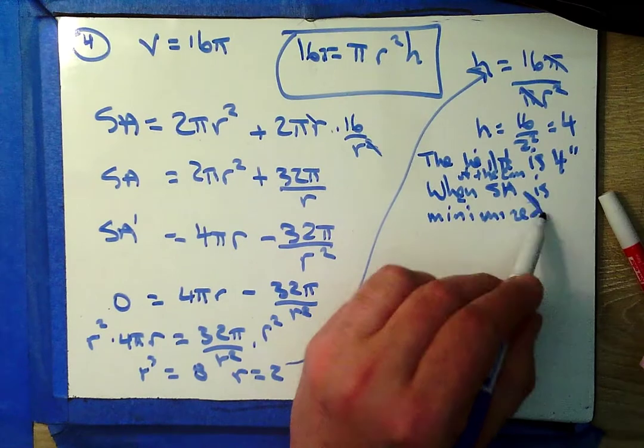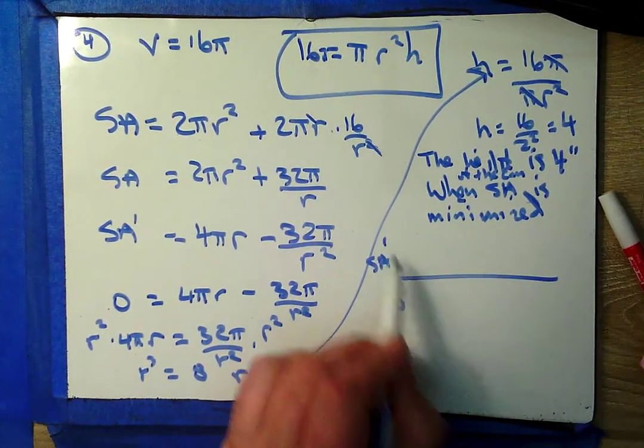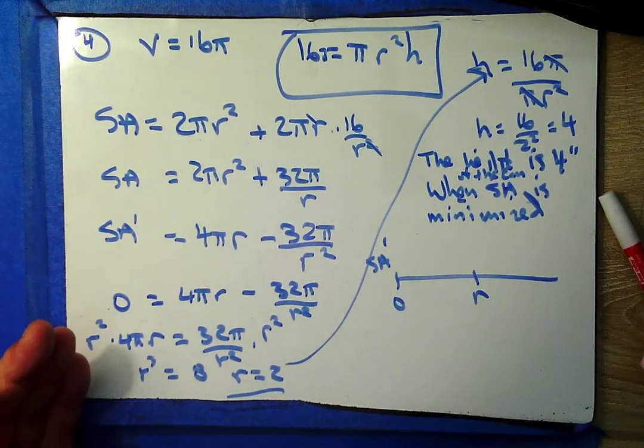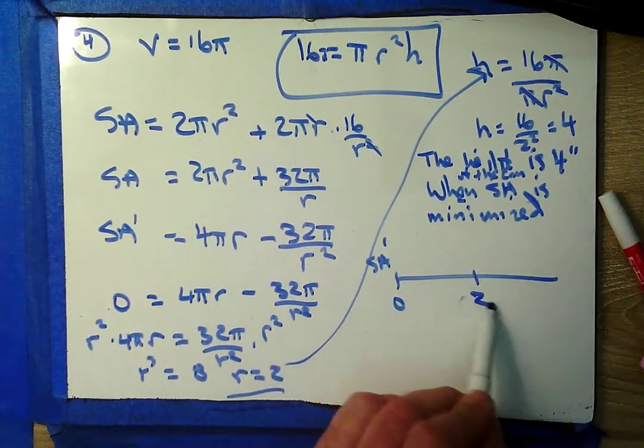I know, and you're saying, well, you didn't check to see that it's a minimum. So let's check and see. I'm going to put my minimum r here. I mean, it was my only critical point. But I'll check my radius equal to 2.